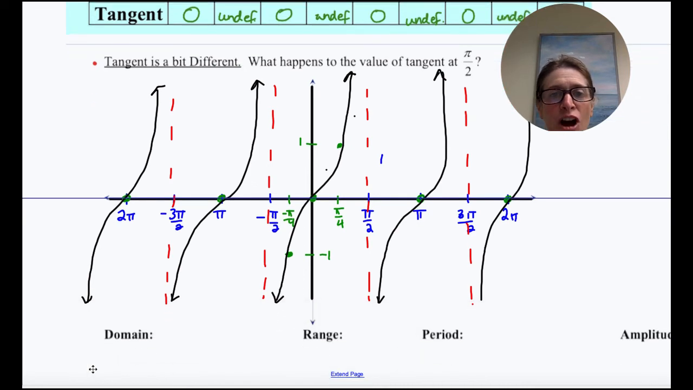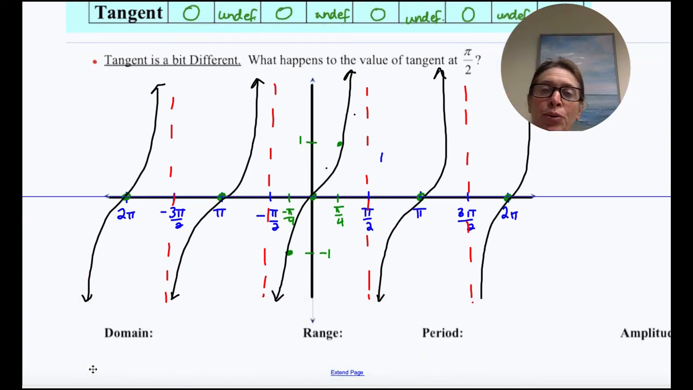All right, so let's talk through this domain. Because this graph goes on forever and ever, when we're talking about the domain of the function, we have to recognize that it doesn't exist at every single pi over 2. And the distance from pi over 2 to 3 pi over 2 is a distance of pi. So what we can say is all x, so all real numbers, x cannot equal pi over 2 plus pi n. That means I keep adding pi.